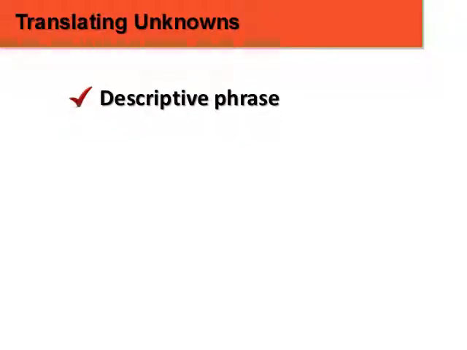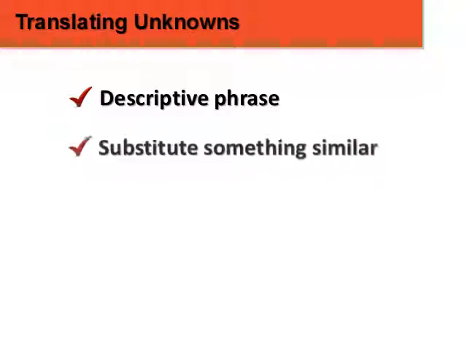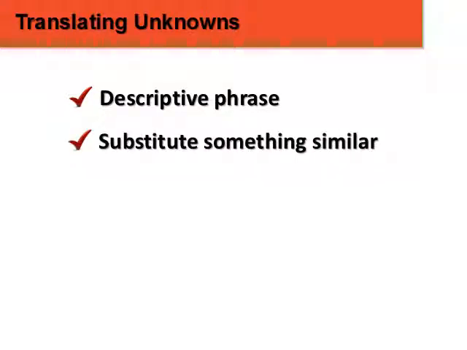Use a descriptive phrase. You will most likely need to use a phrase to explain the meaning of the unknown word. It is important only to describe the part of the meaning which is being used in the particular verse being translated. Substitute something similar. At times, the exact word may be unknown to the people of the target language, but there might be something similar that could be used in its place.